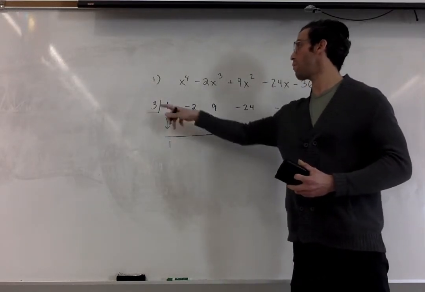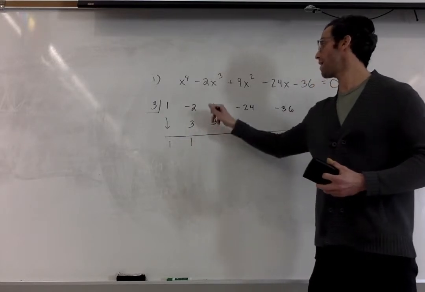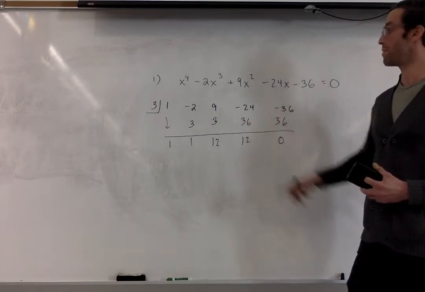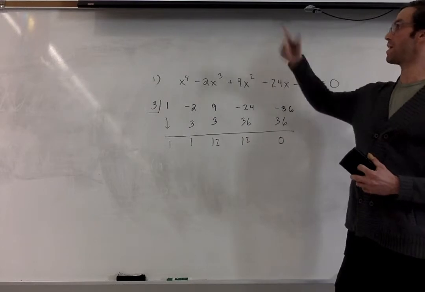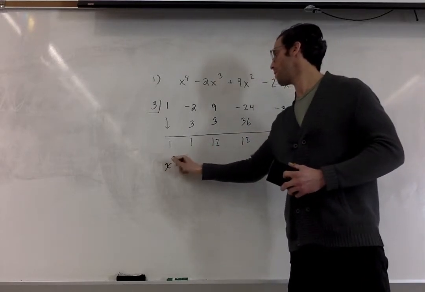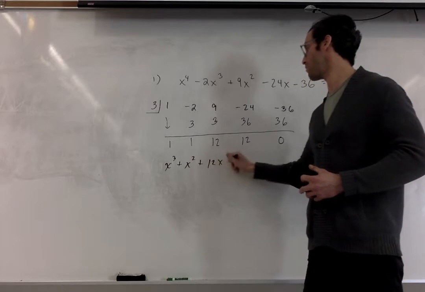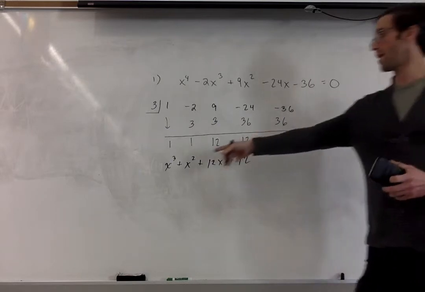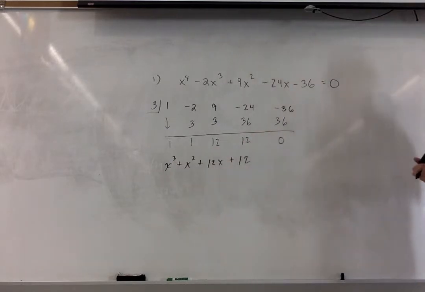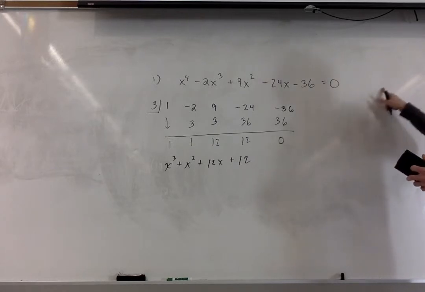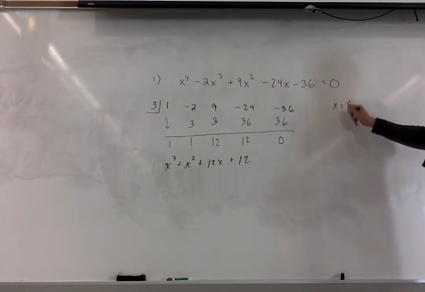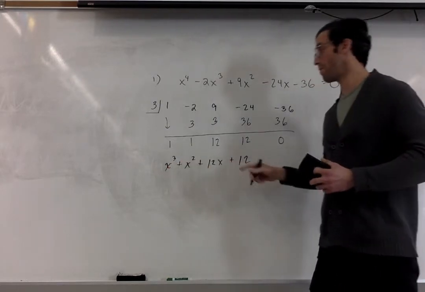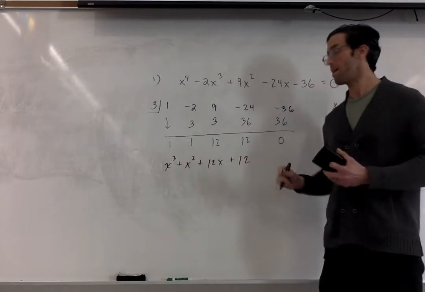Do synthetic division: bring down the 1, multiply, and add, and multiply, and add, and multiply, and add, and multiply, and add. Now, what remains are the coefficients of the third degree polynomial, x to the third plus x squared plus 12x plus 12. So we've chopped down this fourth degree polynomial using one of its roots, and now we have a cubic polynomial to find the roots of. I'll write the answers over here. One of the roots is 3, and the other 3 roots will come from this one.